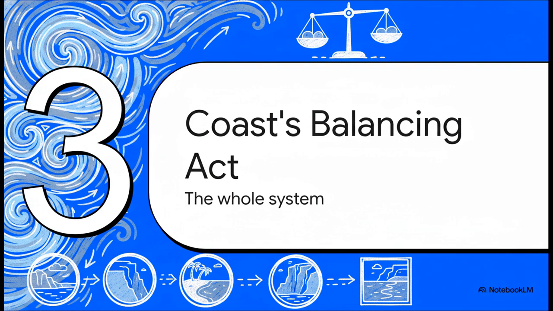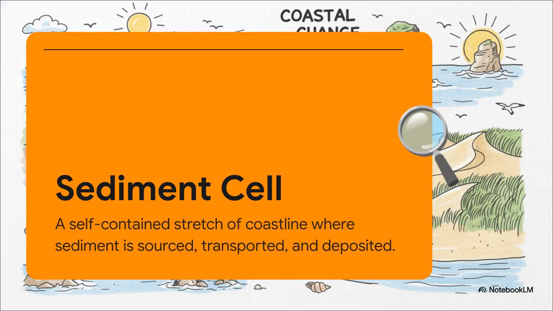Okay, so we've got all these different forces pulling and pushing. How on earth do scientists even begin to make sense of it all? Well, they do it by zooming out. They look at the coast not as one infinite line, but as a series of distinct, kind of self-contained systems. This brings us to the coast's big balancing act. And the key concept here is something called the sediment cell.